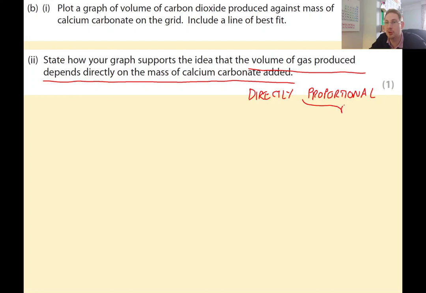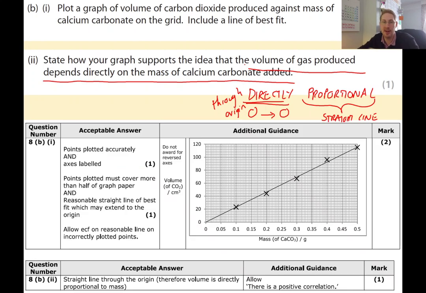This bit, proportional, is a straight line, but directly proportional means that 0 on one will give you 0 on the other, and therefore it must go through the origin. So there we go, points plotted accurately and axes labelled for 1 mark. Plotted points must cover more than half the graph paper. I draw your attention to that. Reasonably straight line of best fit, which may extend to the origin, 1 mark.